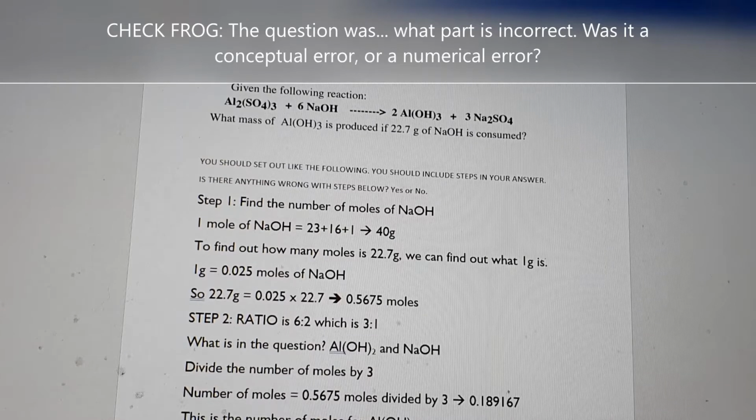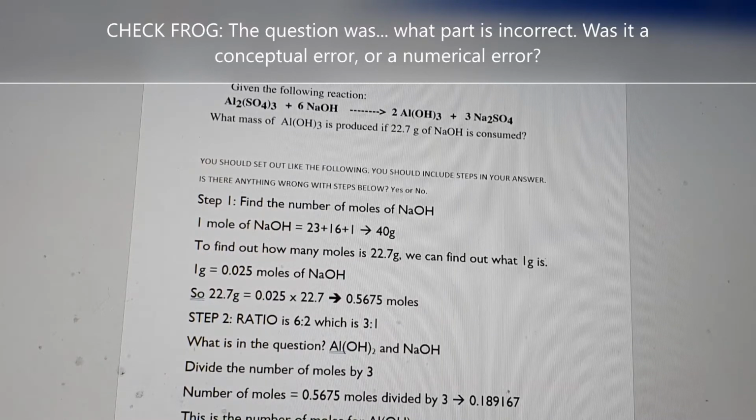So step 1, we find the number of moles of NaOH. Now, in 1 mole of NaOH, you know that Na is 23, you know the oxygen is 16, and hydrogen is 1. So add all of them up, you get 40 grams. What does this mean, 40 grams? If you have 1 mole of sodium hydroxide, you will have 40 grams. Now, what is 1 mole? 1 mole is 6.022 times 10 to the power of 23 of that substance.